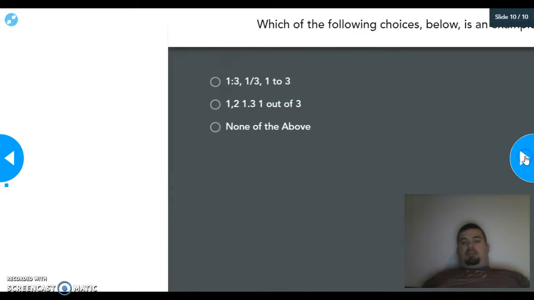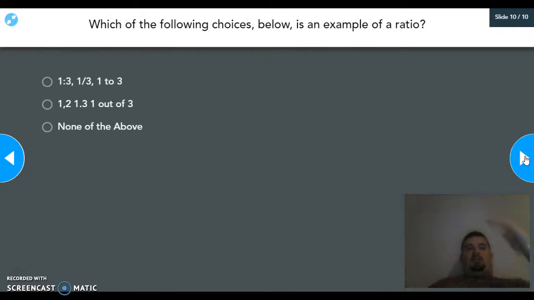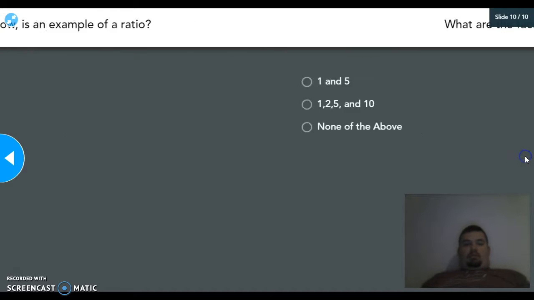The 3 assessments that I want to ask toward the end are, the first one: which of the following choices below is an example of a ratio? I gave 3 multiple choice answers to this question, and of course we know the first answer is the correct one: 1:3, or 1/3, or 1/2, 3.